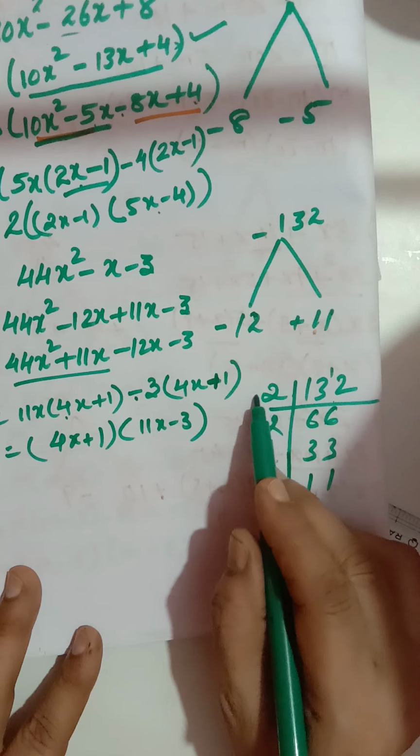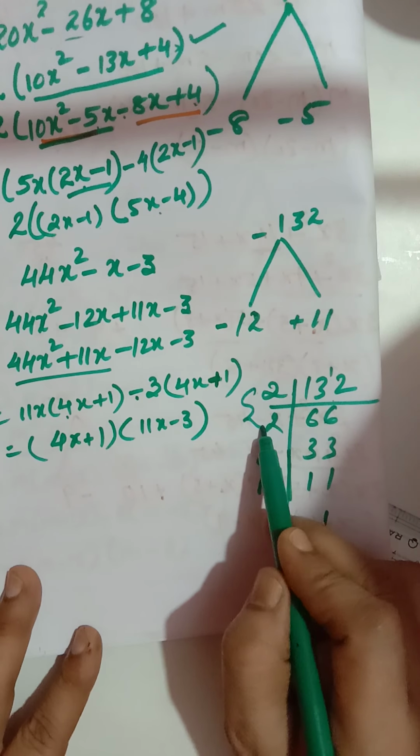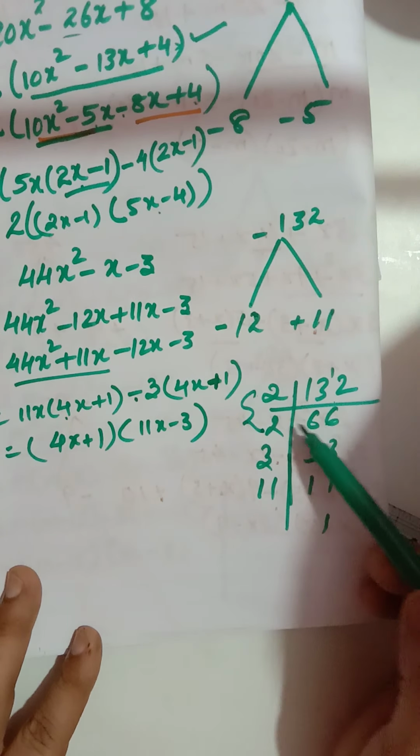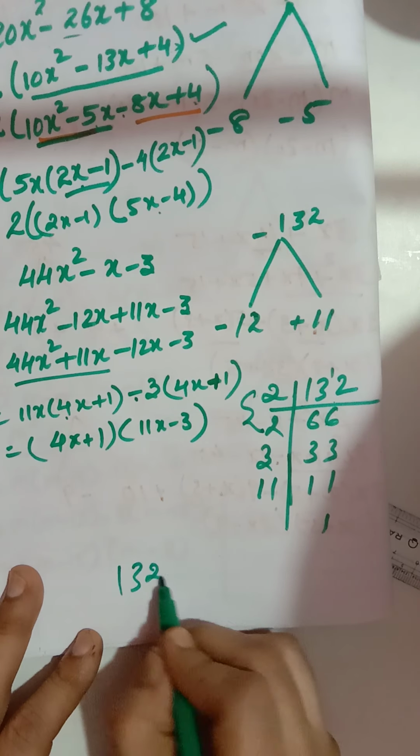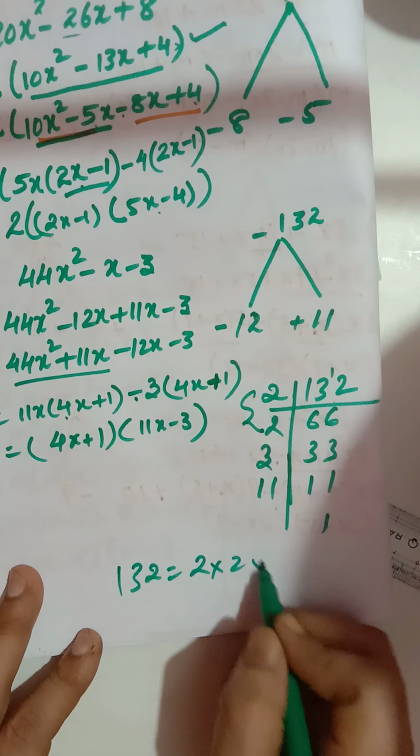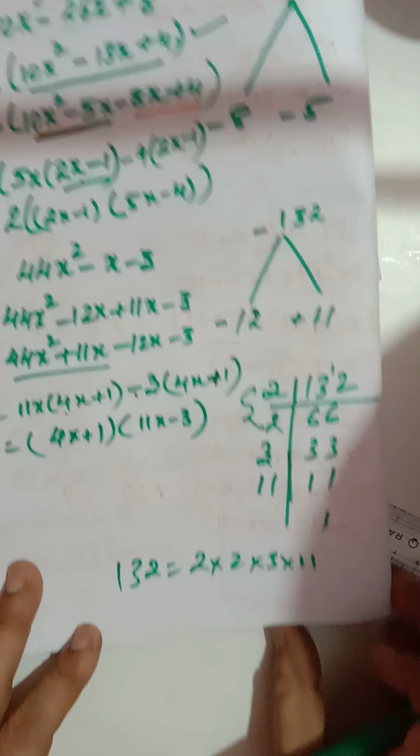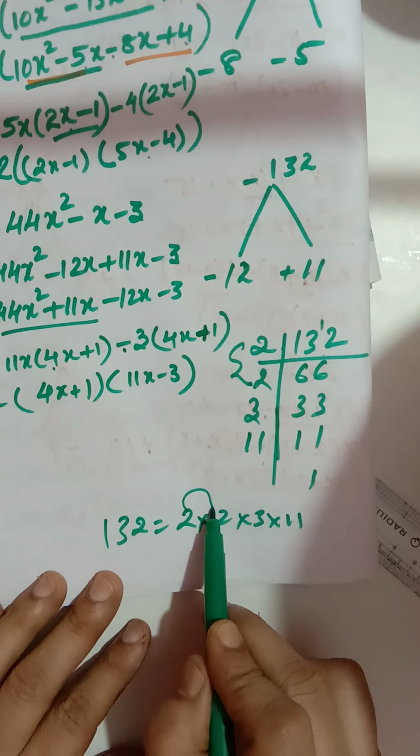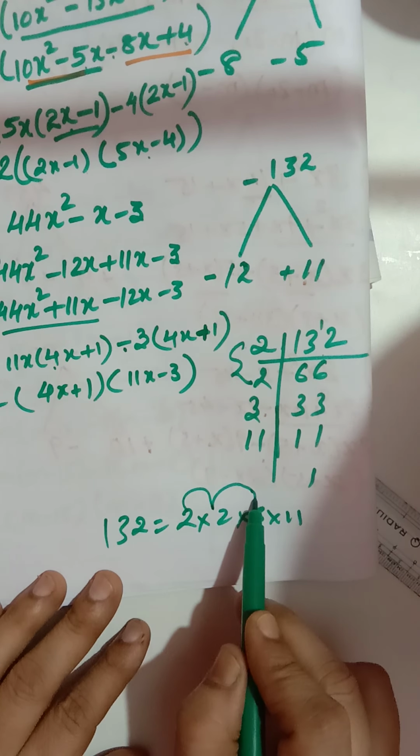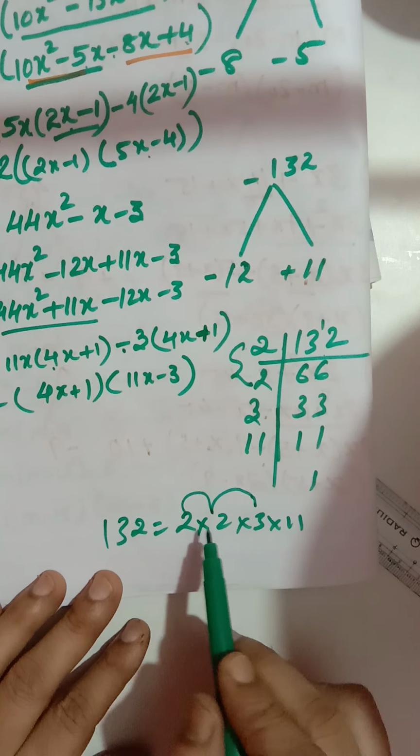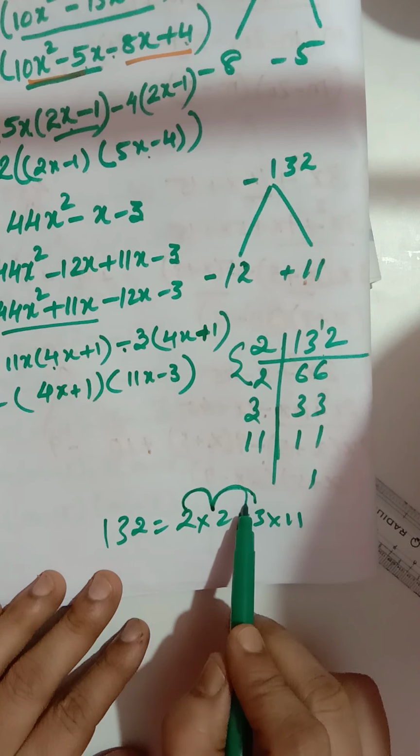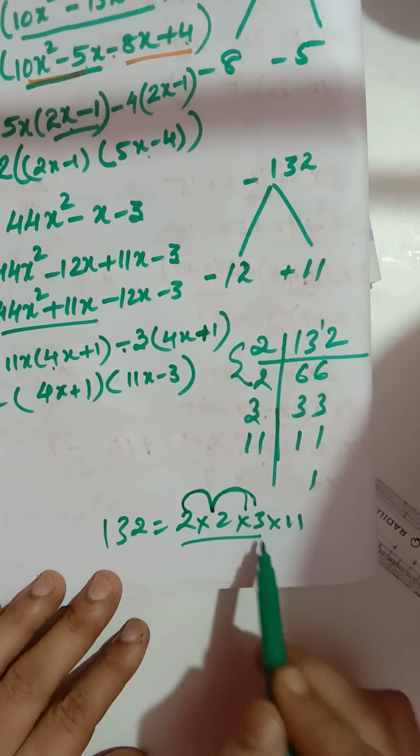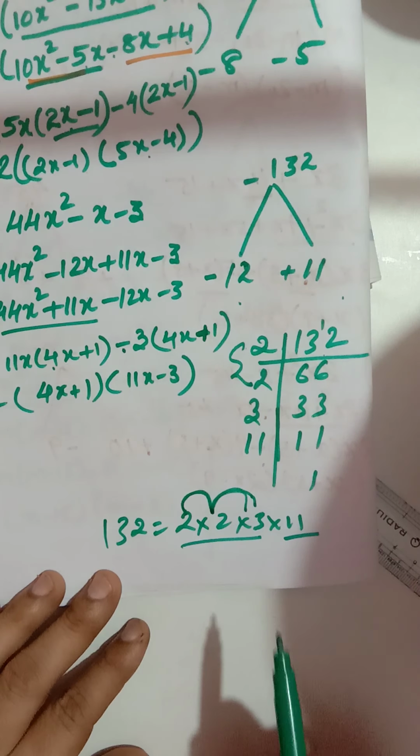Now here see children, how to adjust. We have got the factors of 132: 2 into 2 into 3 into 11, right? Now look here, 2 2s are 4, 4 3s are 12, right? See, 2 2s are 4, 4 3s are 12. Now this is 12 and 11, so 12 and 11.